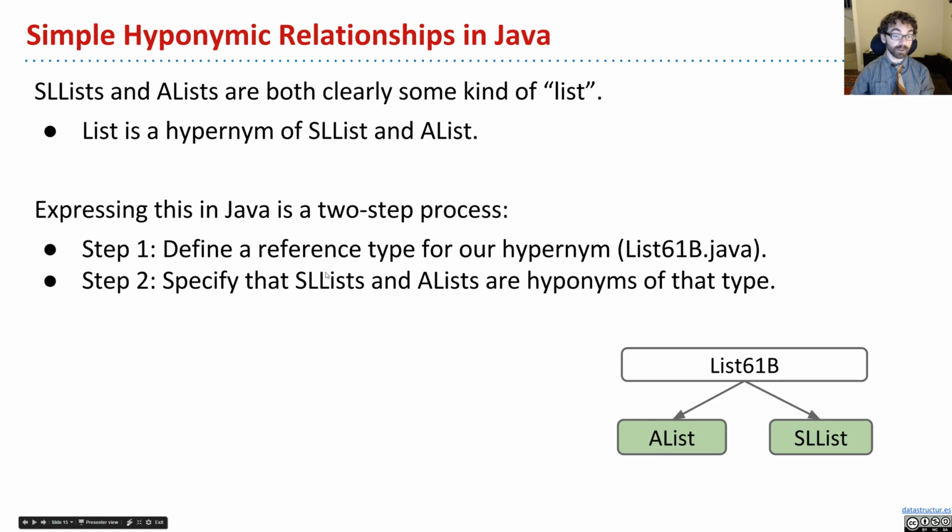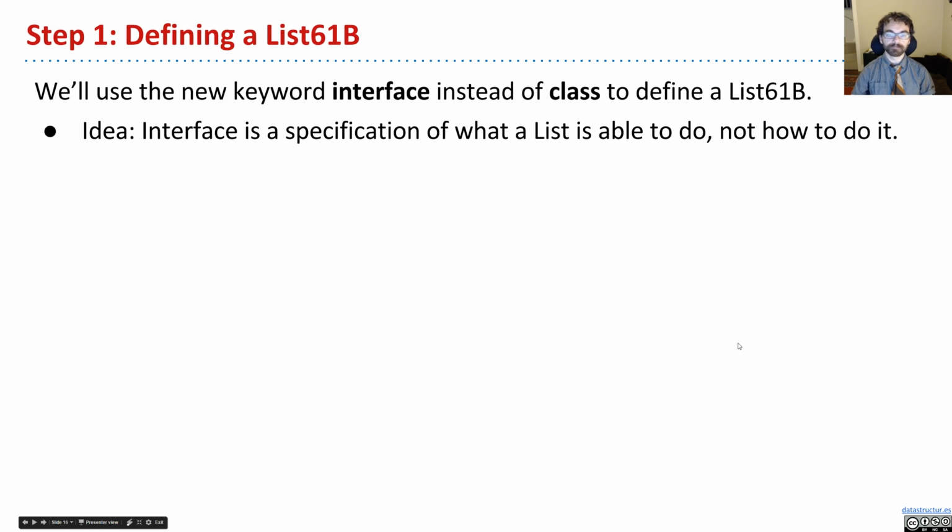To remind you what a reference type is, remember in Java there are 8 primitive types: int, short, long, float, and so on, and reference type is everything else. And so we know we can define new types like Planet, Body, AList. So it's no different. Now we're going to define one called List61B, but we're going to see it's a little different than usual. The second part, once we've set this thing up, is we're going to specify that both SLists and ALists are actually hyponyms of List61B. So let's start by talking about how we set up a hypernym.